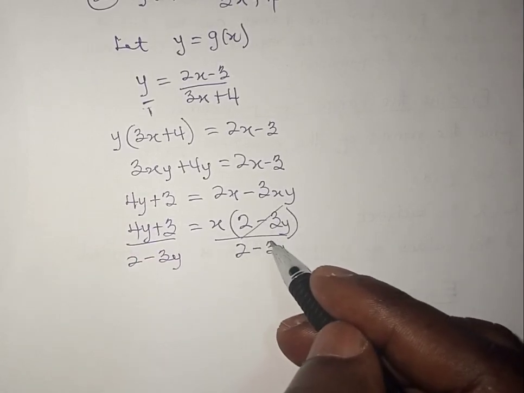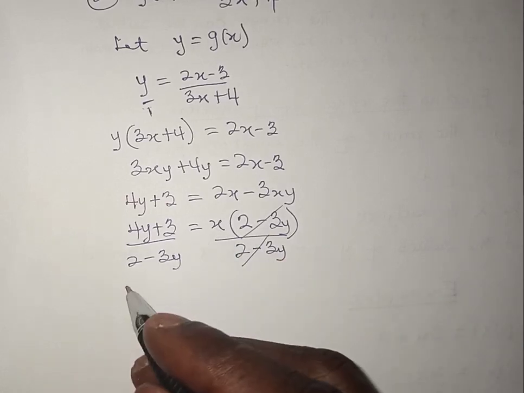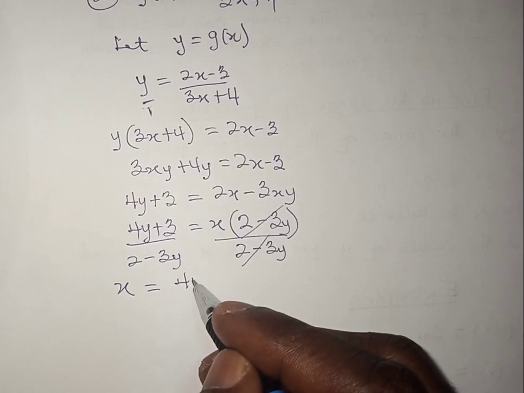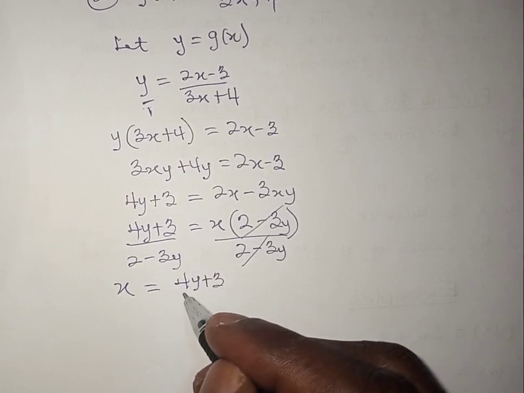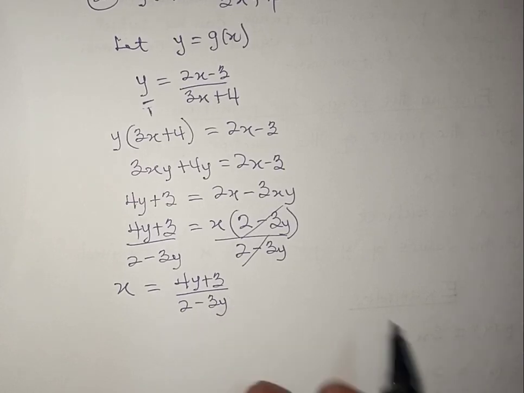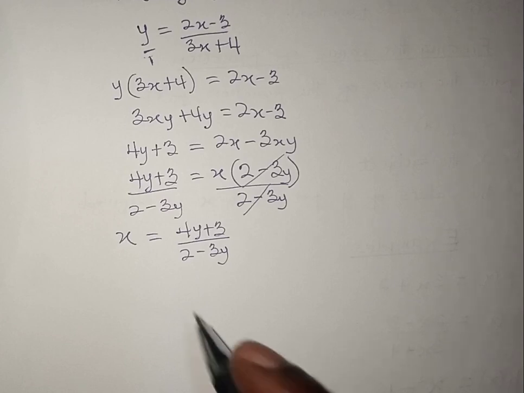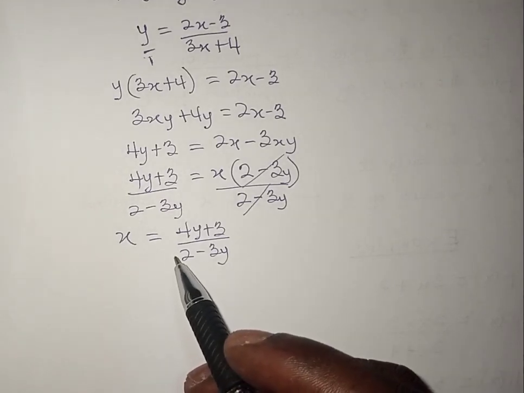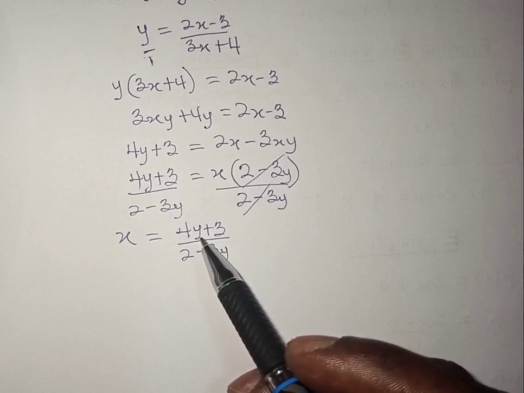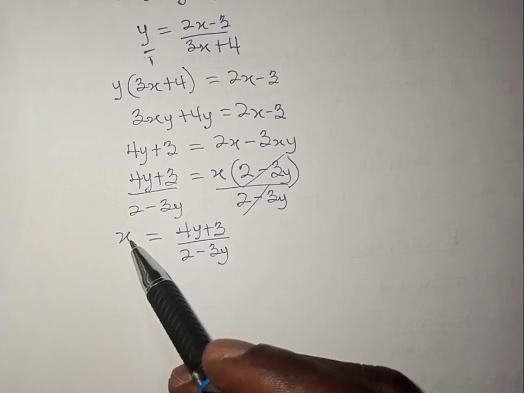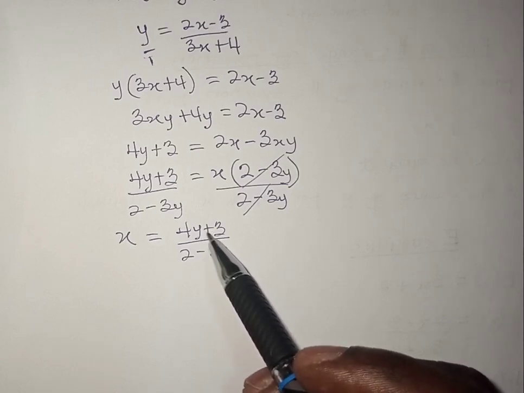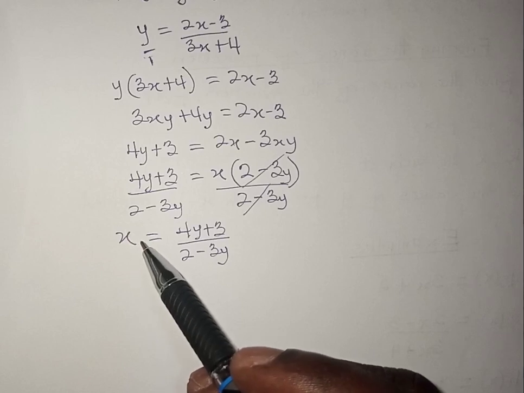So we know that this one goes. I have my x. Therefore, my x will be equal to 4y plus 3, all divided by 2 minus 3y. So this is what we have. Okay, so we are going to determine the range. And in finding the range, the test step is that after making x the subject, you are going to find the values of y for which this x is defined.